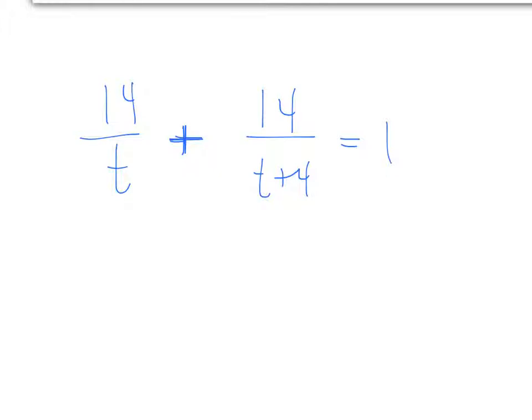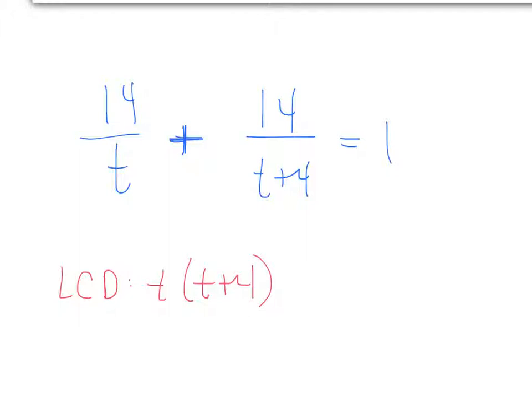So what is the LCD? T times the quantity of T plus 4. Very good, Kelly. It's obvious because T plus 4 is a factor. T is a factor. So T times the quantity T plus 4 must be it. Why is it not just T plus 4 as a common denominator?